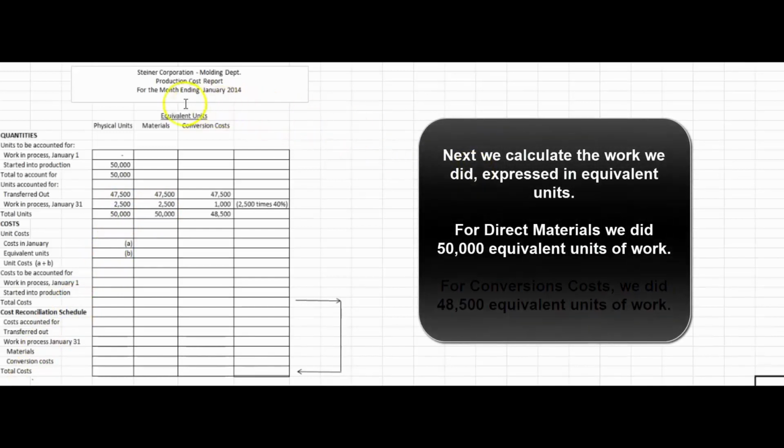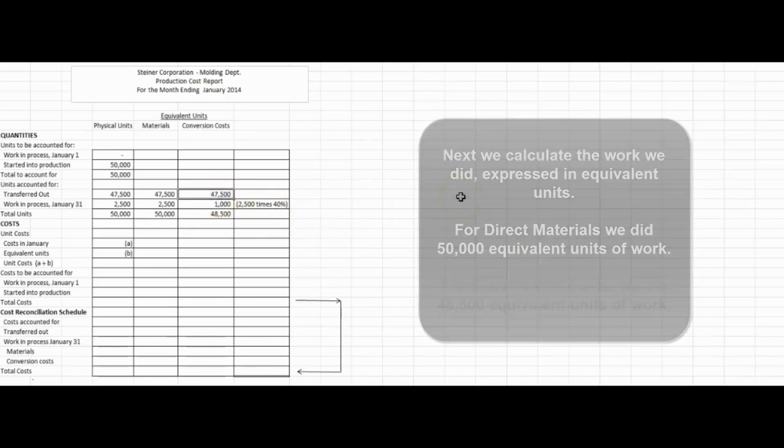Next, we're going to account for our equivalent units. The units that were transferred out, 47,500, were 100% complete. Otherwise, we could not have transferred them out. So as far as materials go, they are 100% complete. That's 47,500. Those 2,500 that are left are 100% complete as far as materials go, because remember, materials are added at the beginning. Once we add the materials, there are no more materials to add. So as far as direct materials go, we did 50,000 equivalent units worth of work.